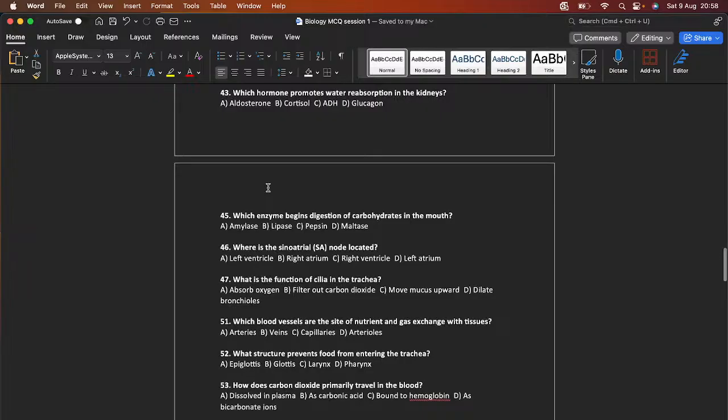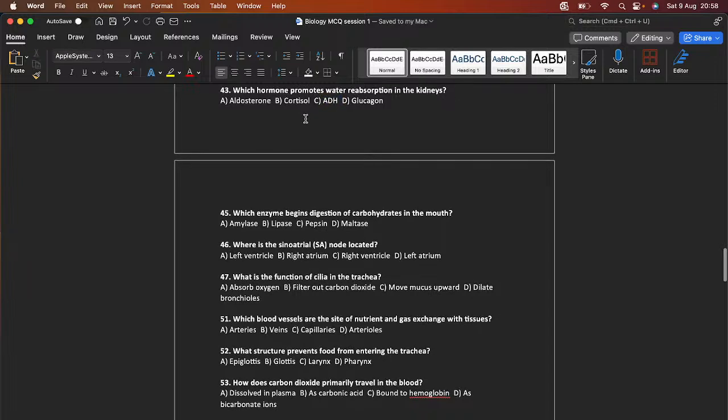Okay, then which hormone promotes water reabsorption in the kidneys? So we saw this question earlier as well. It is the ADH, which is released from the posterior pituitary gland and acts on the collecting ducts, allowing water to be reabsorbed.